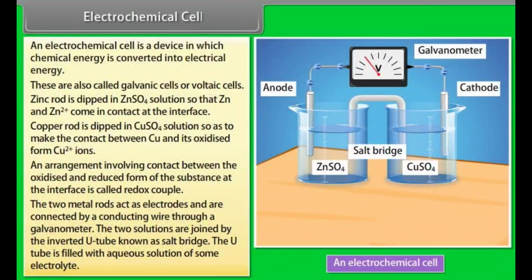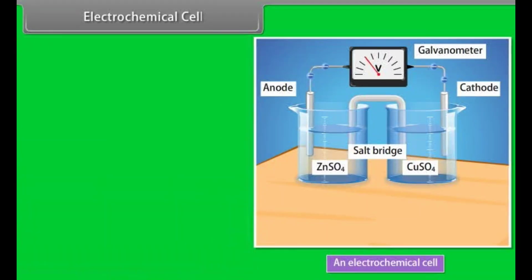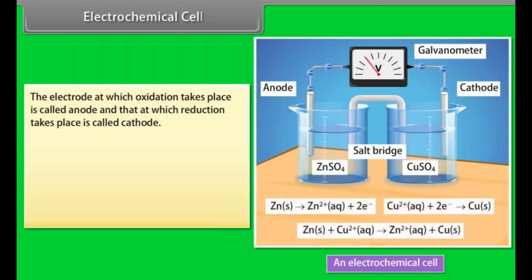The two solutions are joined by an inverted U-tube known as a salt bridge. The U-tube is filled with an aqueous solution of some electrolyte. The electrode at which oxidation takes place is called the anode, and that at which reduction takes place is called the cathode.